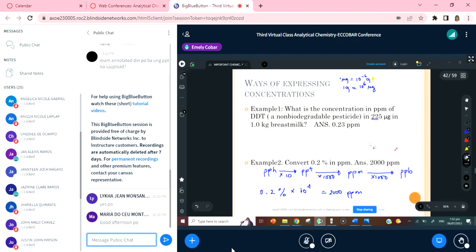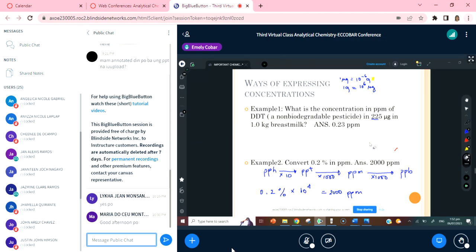Okay. So it says, what is the concentration in ppm? Okay, so ang hinahanap ay concentration in ppm of DDT. DDT is a non-biodegradable pesticide. Okay, if 225 microgram of it is present in 1.0 kilogram breast milk.